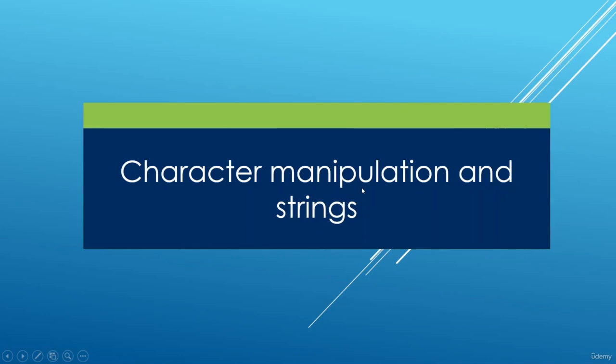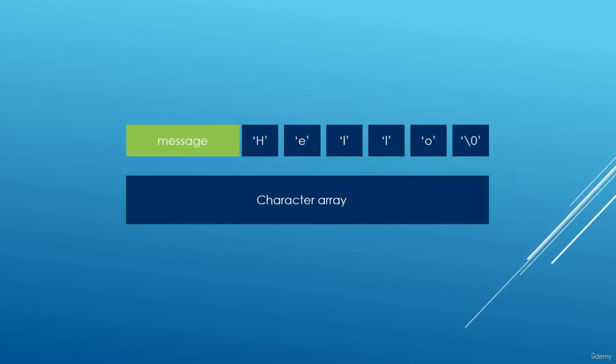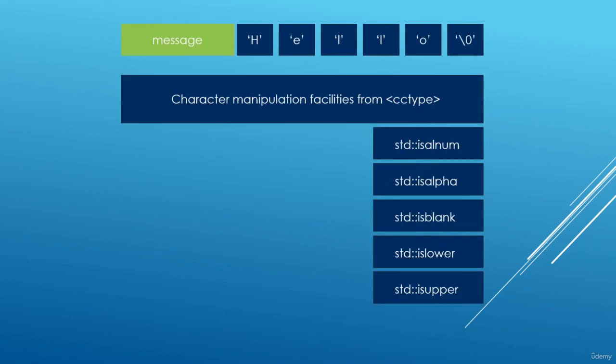Congratulations on hitting the end of this chapter. This chapter was all about handling text data in our C++ programs. We started out by showing you that we could manipulate our character array and really do stuff with each character in the array. We could do a few checks on our characters.